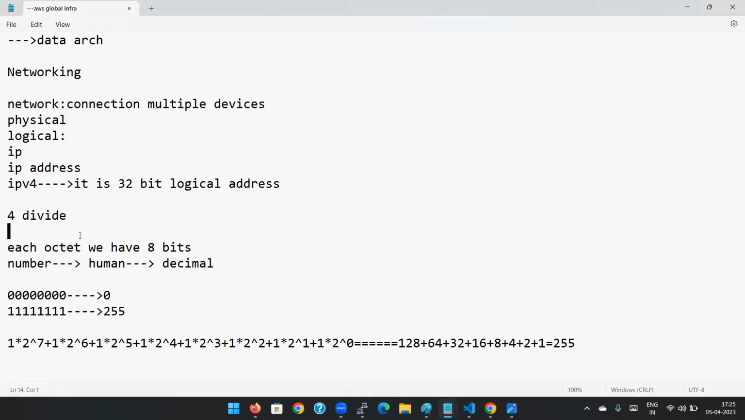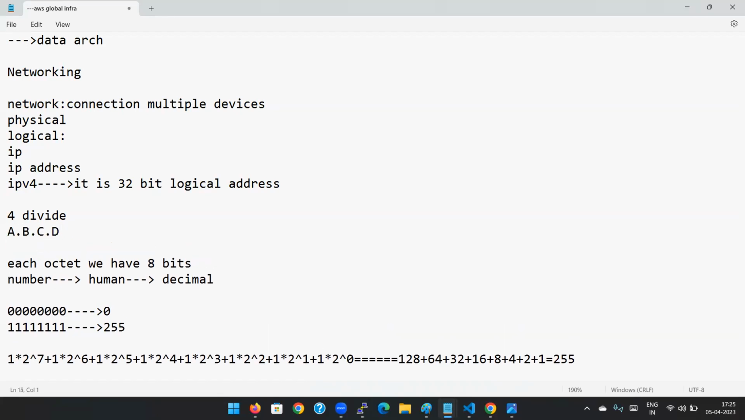So how do we represent the IP address? X dot Y dot Z, or else A dot B dot C dot D. The A value will be anything from 0 to 255, dot, again any number from 0 to 255. For the 4 octets, you will have this range 0 to 255 dot, 0 to 255. So any number can be there.